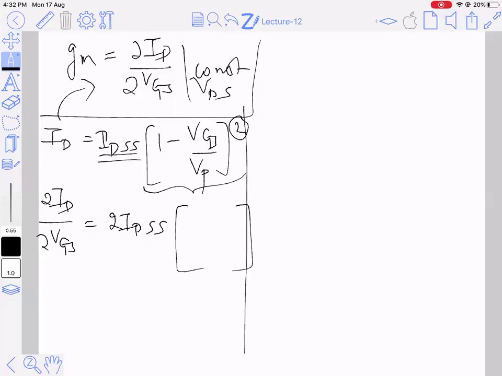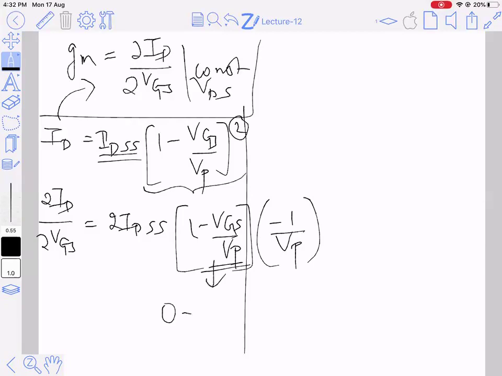Right. So what is the differentiation of this bracket? It will be 1 minus VGS upon VP into differentiation of this, that is minus 1 upon VP. So what is differentiation? Differentiation of 1 is 0, and differentiation of this VGS is 1, VP is 1. So that's why you get minus 1 by VP.